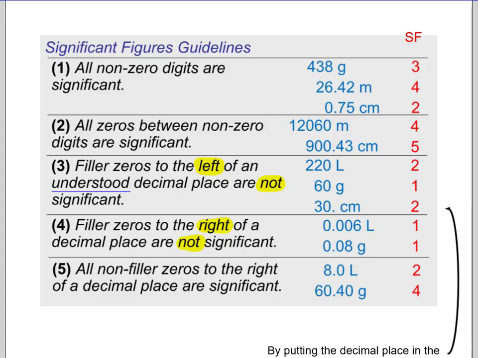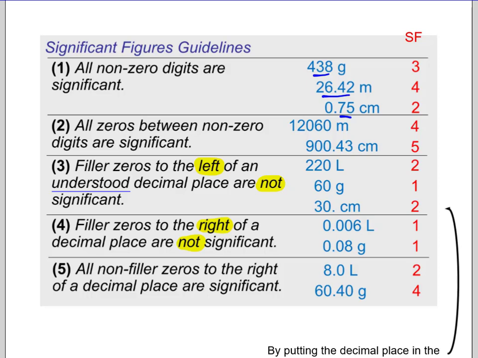All right, so this one here is worth a pause and a look. These are the rules or guidelines for significant figures. I'll read them really quickly, but it takes a little bit of time staring at the numbers and looking at what's happening. So, all non-zero digits are significant. So 3 non-zero, 4 non-zero, 2 non-zero. That one's usually the easiest one to comprehend.